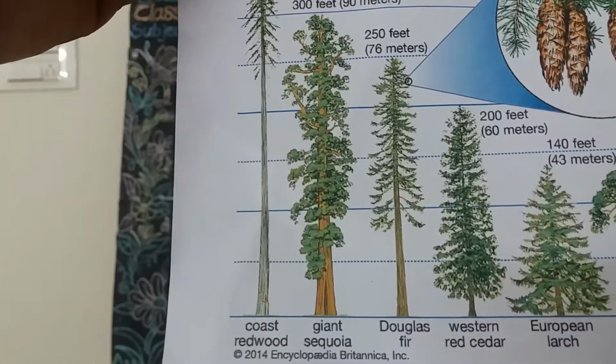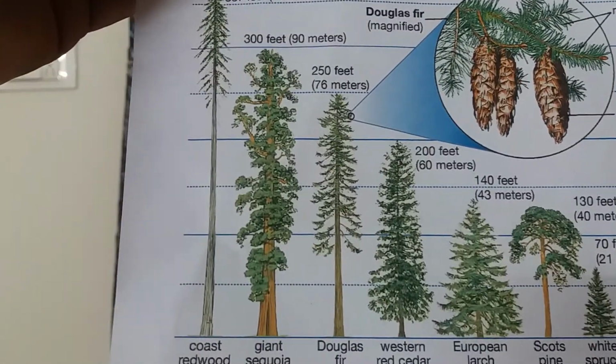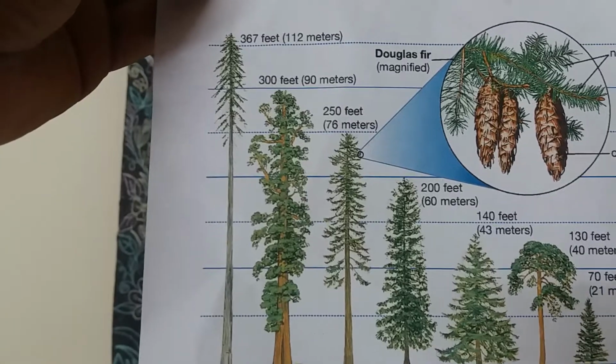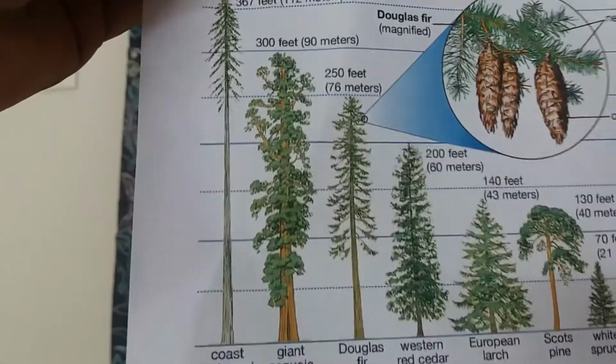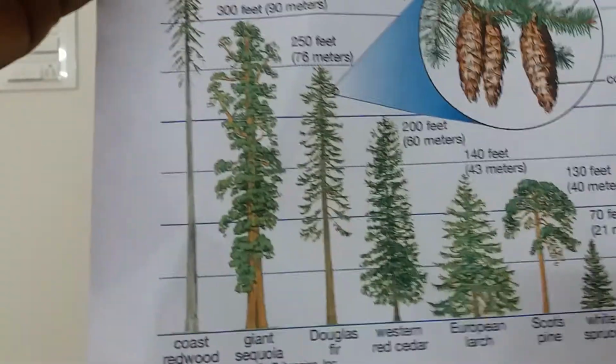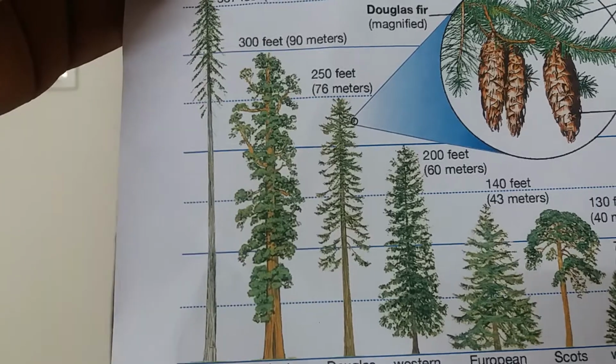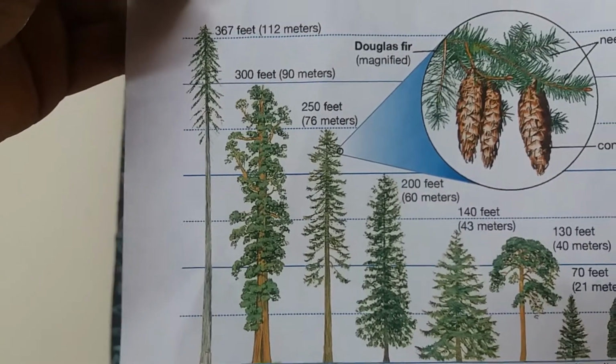What is the shape of these trees? Cone shape. That's why these are also called coniferous. Their shape helps the snow to slide off easily. So these are called coniferous. This shape helps the snow to slide off easily.